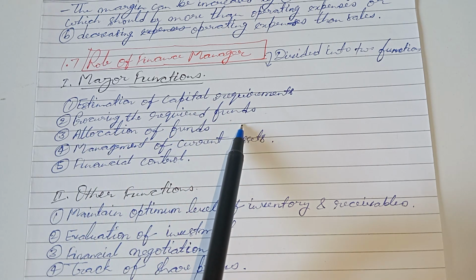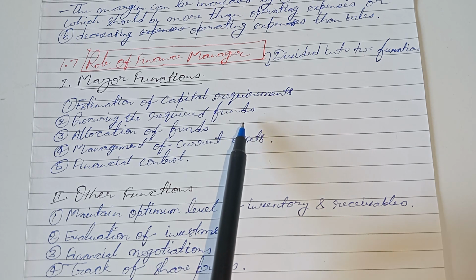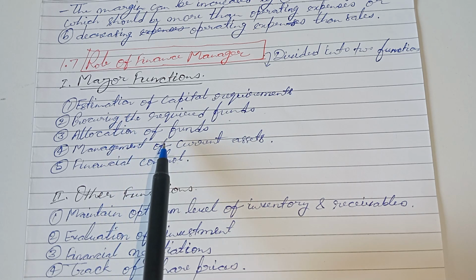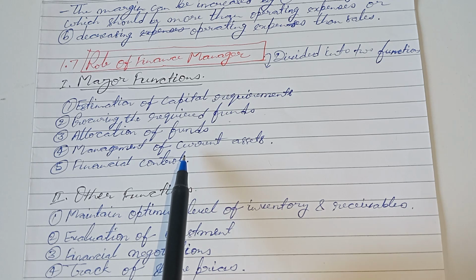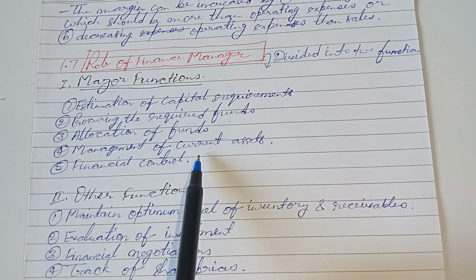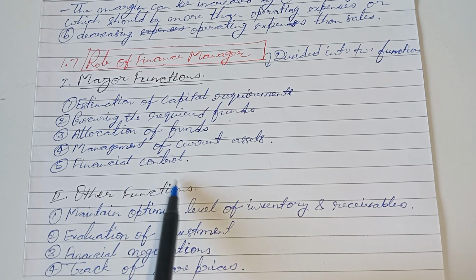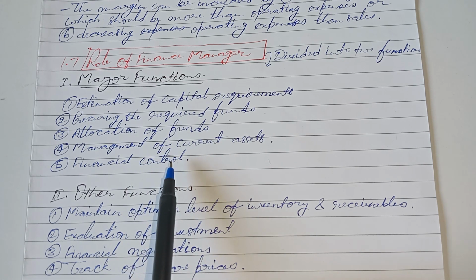Second, procuring the required funds. From different sources, the finance manager should procure funds. Third, allocation of funds. The finance manager has to decide how to allocate funds for different purposes in the firm. Fourth, management of current assets, which means whatever current assets are available in the organization, how to utilize them is also decided by the finance manager. Financial control means how we can decrease the use of money, or with fewer resources how we can get more output. That should also be decided by the finance manager. So these are different functions of finance manager.